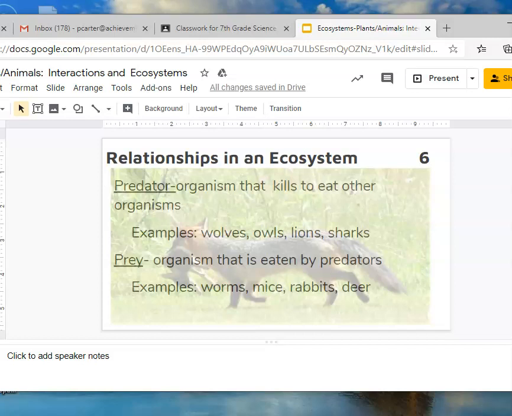Relationships in an ecosystem. We have the predator, or organism that kills to eat other organisms. Some examples are wolves, owls, lions, and sharks. And we have prey, which are organisms that are eaten by predators. Examples: worms, mice, rabbits, and deer.